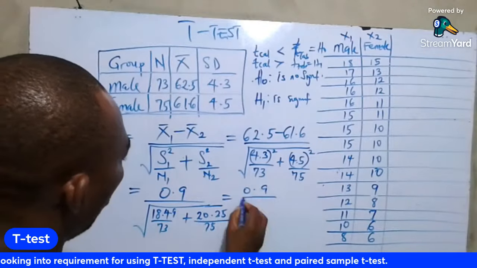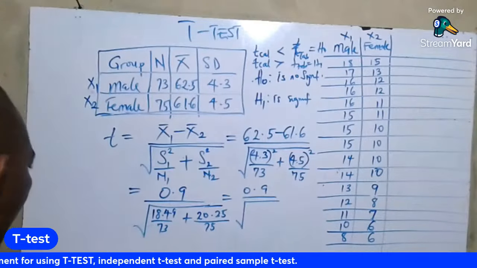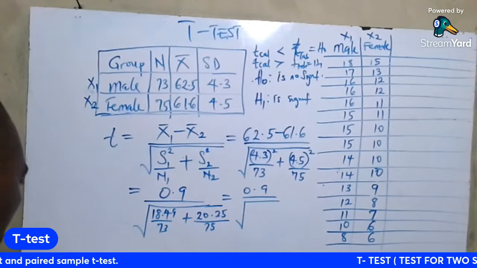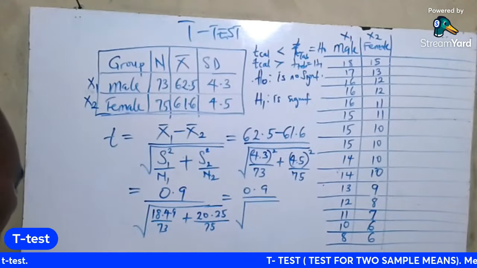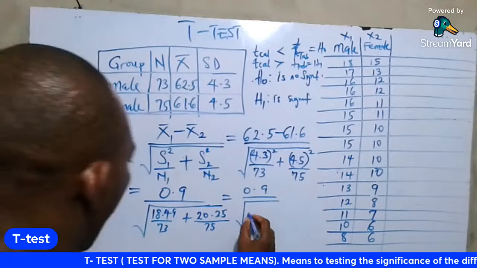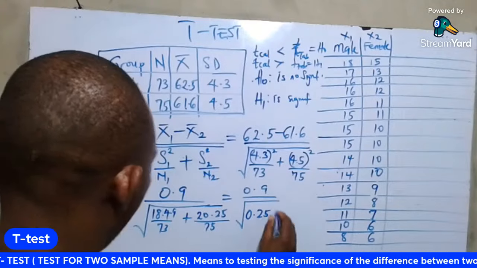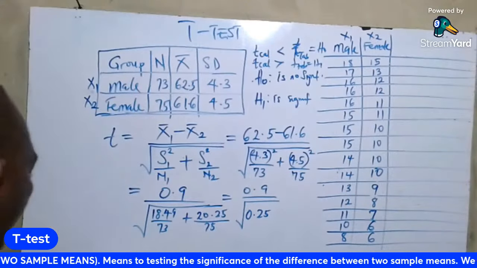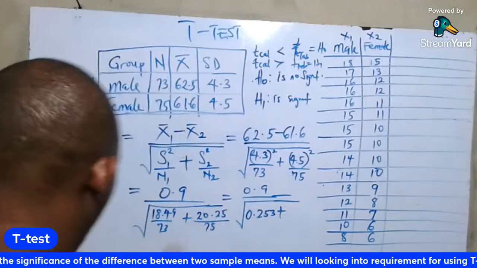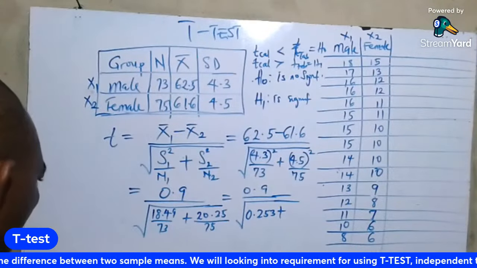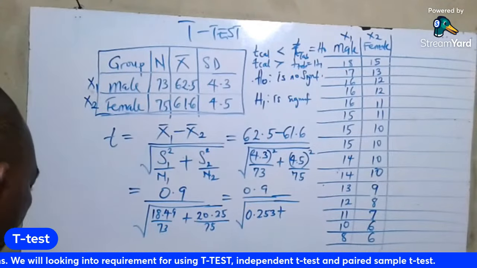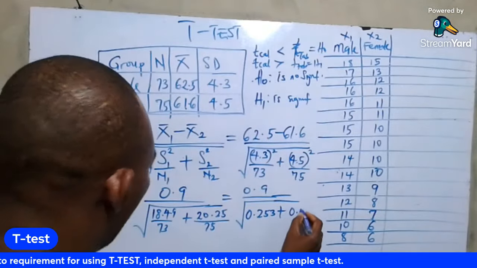So that's 0.9 over the square root of what? Let's divide this one after the other. When you divide 18.49 by 73, that will give me 0.253. Then I'm going to add the second one, which is 20.25 divided by 75. And that will give me 0.2 what?